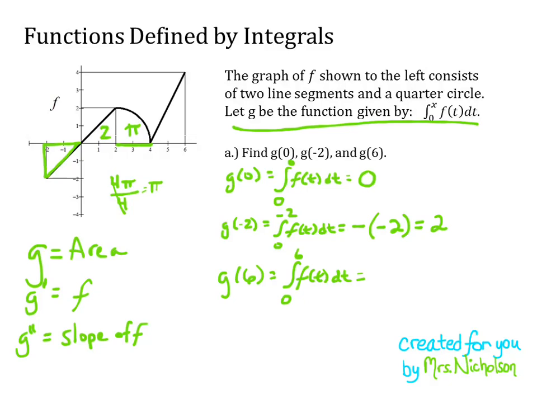And then this final triangle, 1/2 base times height, base is 2, the height is 4, and 2 times 4 is 8, divided by 2 would be 4. So from 0 to 6, I have the area 6 plus pi. All right, let's move on to the next part.